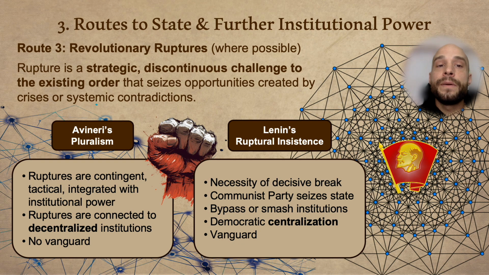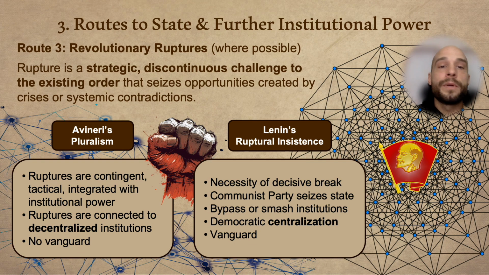Unlike Lenin, Avineri does not centralize authority in a vanguard. His institutions are decentralized in development, emerging bottom up through unions, cooperatives, workers' councils, and municipal bodies. Successful rupture depends on a broad, organized, conscious working class already exercising power through these institutions. Existing structures are not obstacles to be smashed, they are resources and terrains of struggle. So in Avineri's vision, rupture is a lever within a pluralist strategy, accelerating or consolidating gains when conditions demand it.